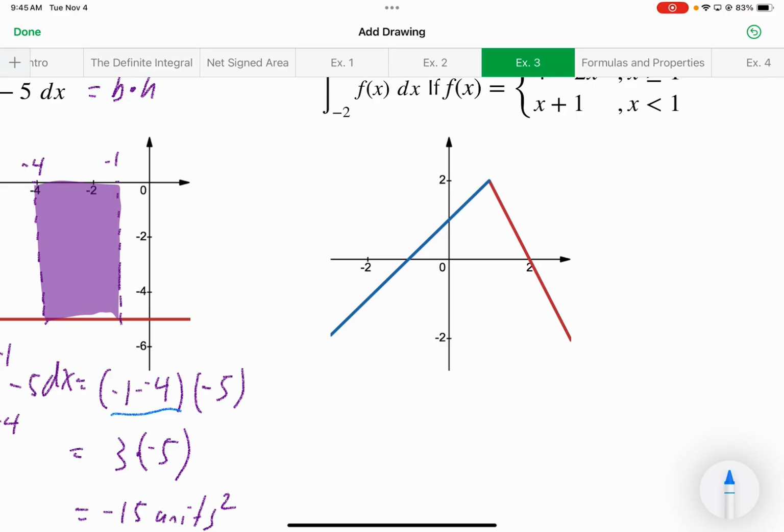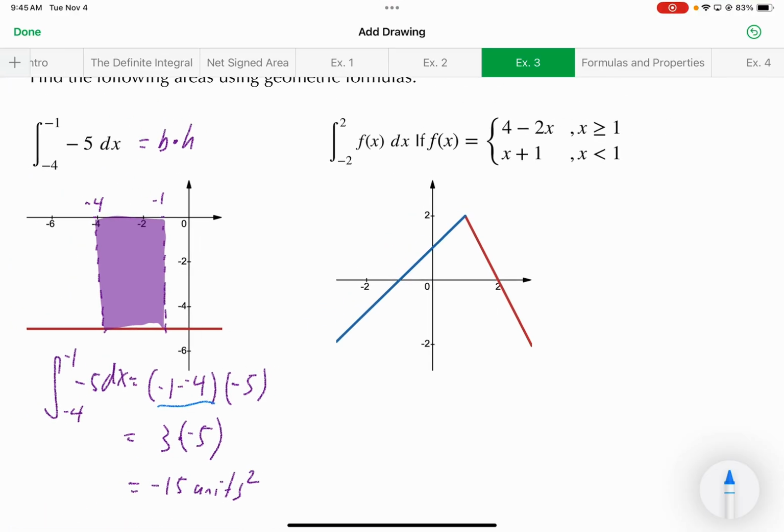That's why it typically ends up being positive, unless we choose our limits in a weird way. I'll show you in a few minutes.